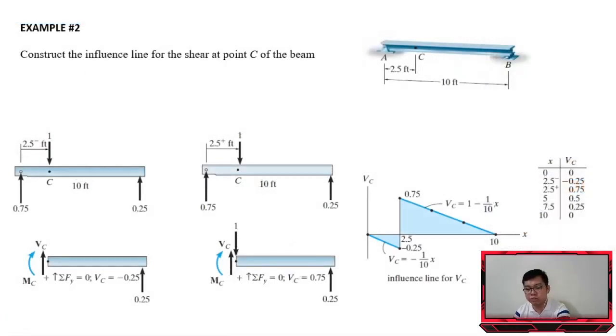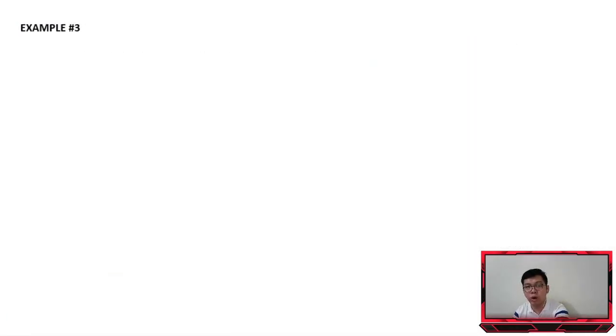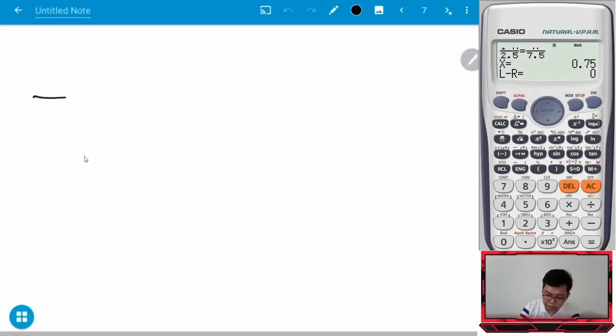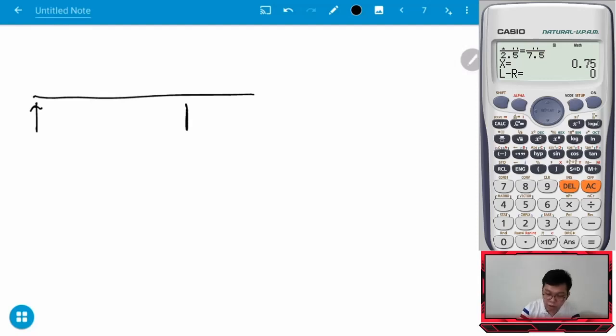Okay. Now, let's try to solve yung number 3. Yung 1 hour and 30 minutes natin na discussion para dito, naging 10 minutes lang sa Euler-Lewis law. So, construct the influence line for the moment at point C of the beam. Same pa din, I'll try to draw the beam. I'm interested sa moment at point C, so I will cut the point C.